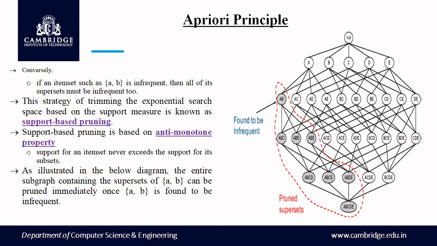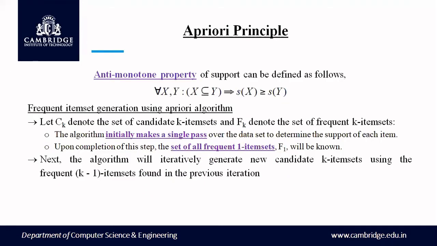So what is this anti-monotone property? Support for an item set never exceeds the support for its subsets. It's just a way of redefining the apriori principle. So once again I'm repeating the example: if A, B is found to be infrequent, there is no need to calculate the support value for any of its supersets. Blindly we can go for pruning all the supersets of the AB candidate item set. So the anti-monotone property, we have just seen it. Here there is a mathematical representation of it.